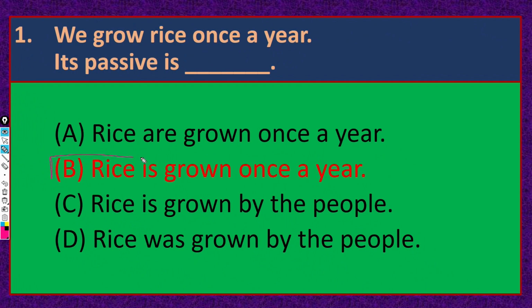We have already discussed the present simple. The present simple form of the passive sentence is be verb plus third form or en form of the verb. So, is grown once a year, and we cannot say rice are, because rice is uncountable and it takes a singular verb. So, let us go to the next question, number 2.